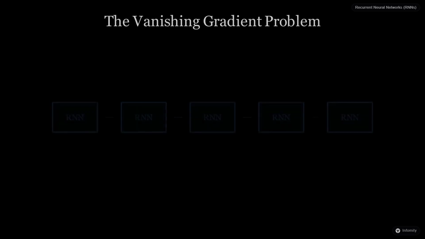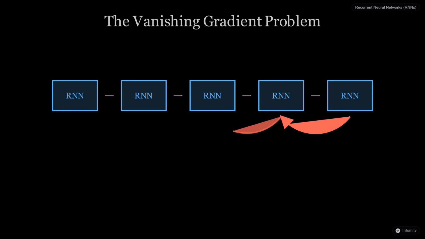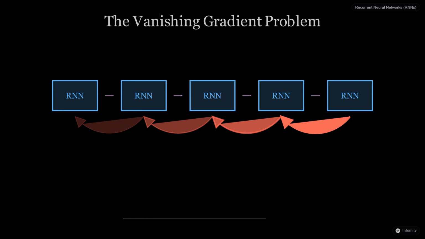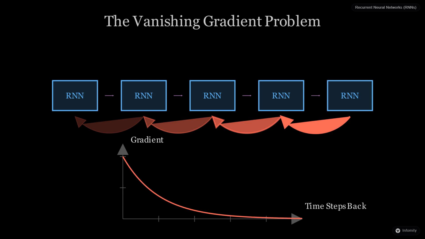While BPTT allows RNNs to learn, it faces a significant challenge known as the vanishing gradient problem. As the error signal propagates backward through many time steps, the gradients can become extremely small. This means that the influence of earlier inputs on the final output diminishes rapidly, making it difficult for the network to learn long-term dependencies.